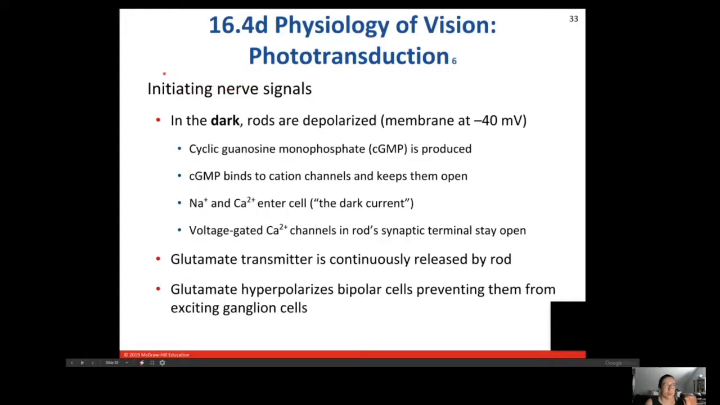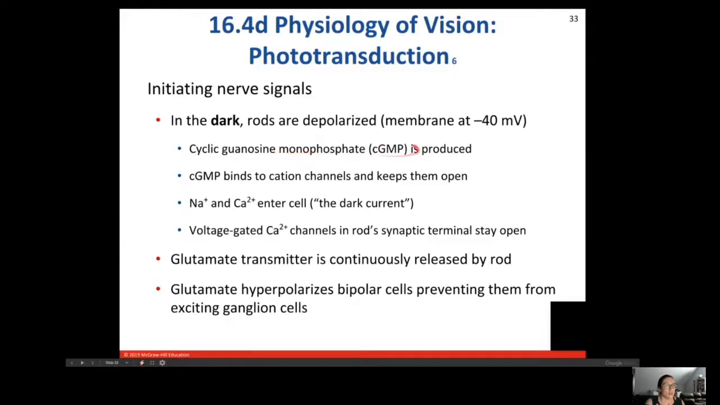And so we're going to talk about what happens in the dark. When it's dark, our rods with the rhodopsin are normally depolarized. The membrane's at negative 40 millivolts, which is less than threshold. So in the dark, this is backward. This is why I said I feel like phototransduction is backward for me. Rods are depolarized.